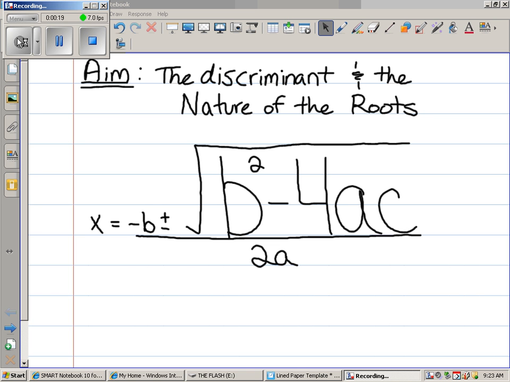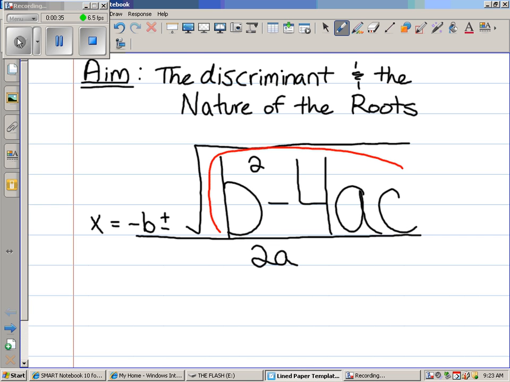Guess what it is? No? Boy, this is amazing. Come on now. There you go. The discriminant is the stuff underneath the square root. That's why I wrote it so big. Oh, boy. You guys are so funny.